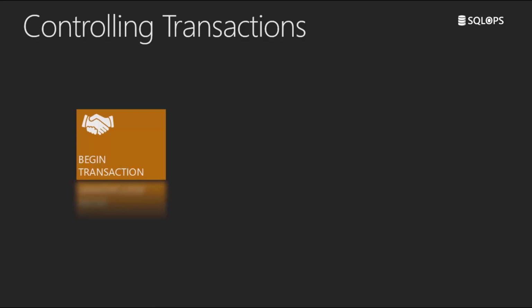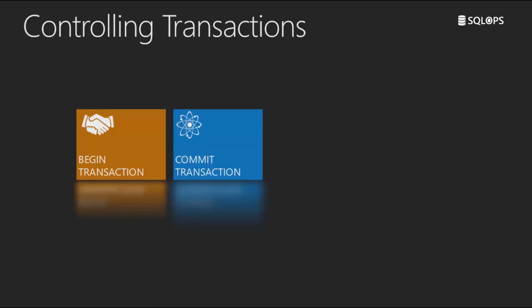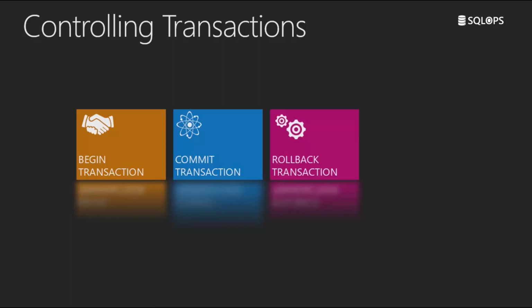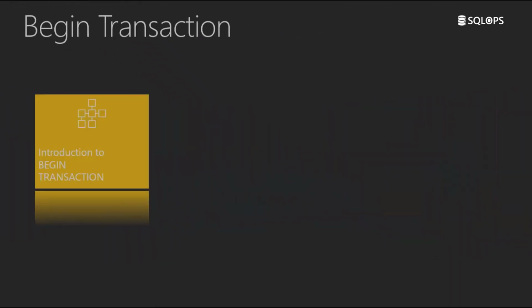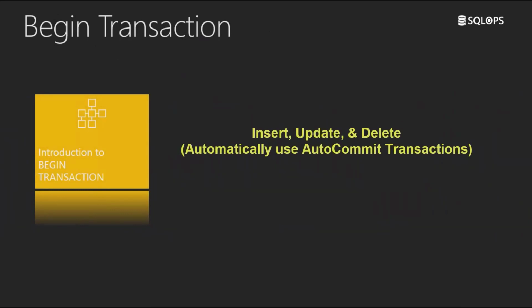In this lesson, you will learn how to mark the beginning of units of work with the begin transaction statement, how to mark successful completion of batches with the commit transaction statement, how to undo failed transactions with the rollback transaction statement, and how to use XACT_ABORT to automatically roll back failed T-SQL statements. So, let's get started.